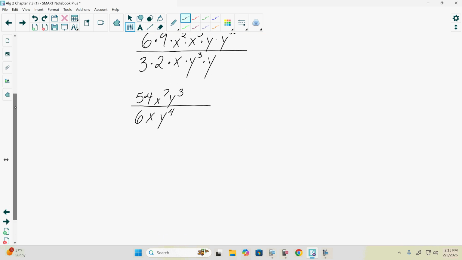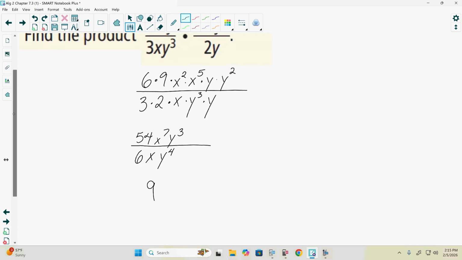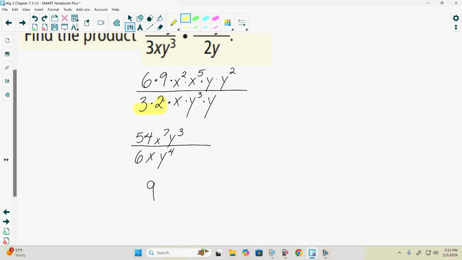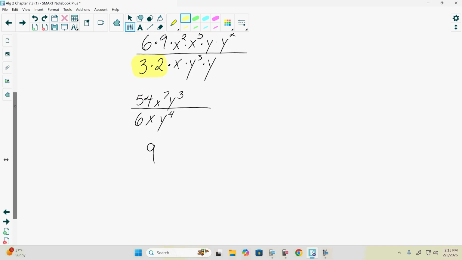But 54 divided by 6 is 9. Oh, wait. Let me get a highlighter. On bottom, we have 3 times 2, which is 6, and the 6 on top, we could have just crossed them out because they are the same, yes? Because again, anything divided by itself is 1.